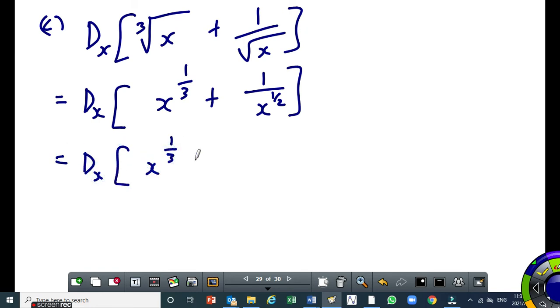G of x is x to the power of a third plus x to the power of minus a half. I'm not finding the derivative as yet. I'm simplifying so that I can get the expression to a form that can be differentiated. Now we can differentiate. There are no brackets, there are no square roots, the x is no longer part of a denominator. Yes?